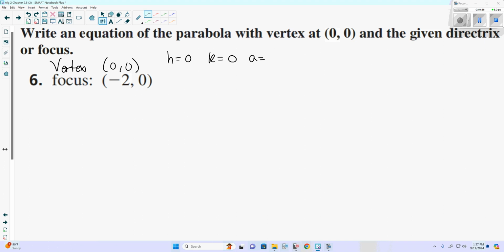Because our general form for the focus is either h plus p comma k or h comma k plus p. One of those two is going to change. Here it's kind of nice because one of them is not going to be 0. Whichever one's not 0 is the one where the p is located. Since the first value has a number other than 0, we're looking at our x equals a times y minus k squared plus h. Does everybody see why we're using this and not y equals?